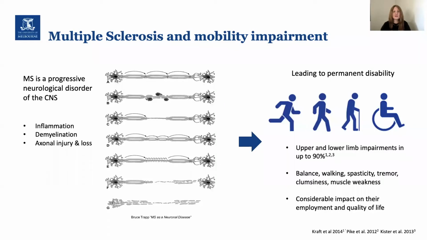So a quick introduction about MS. MS is a progressive neurological disorder of the central nervous system, so that's the brain and the spinal cord. It is associated with inflammation of the myelin sheaths around the axons, which leads to demyelination, but also axonal injury and axonal loss. These pathological processes can lead to a wide variety of symptoms, of which motor impairments are very common and have a considerable impact on the quality of life.